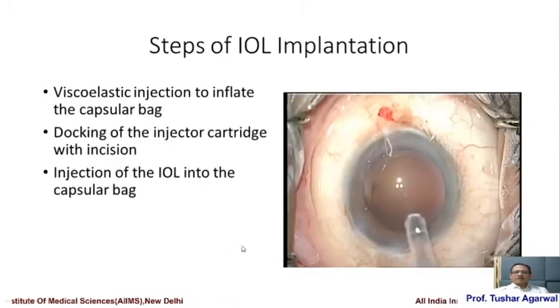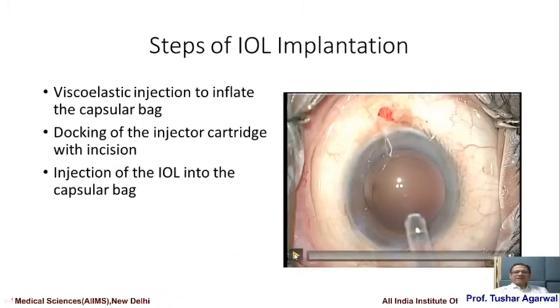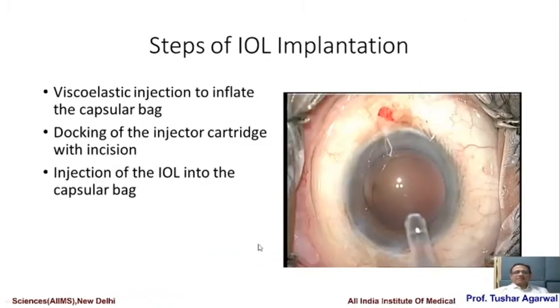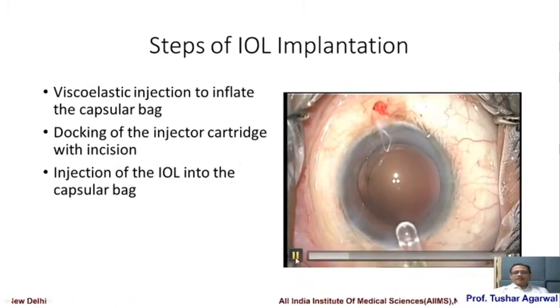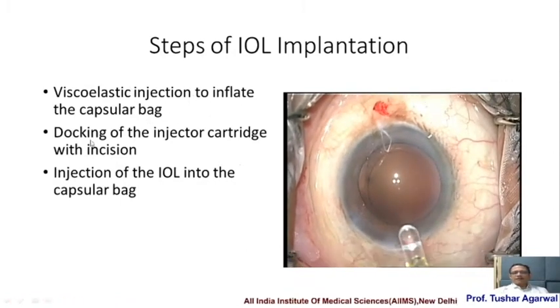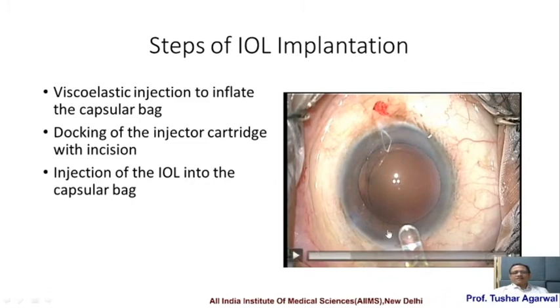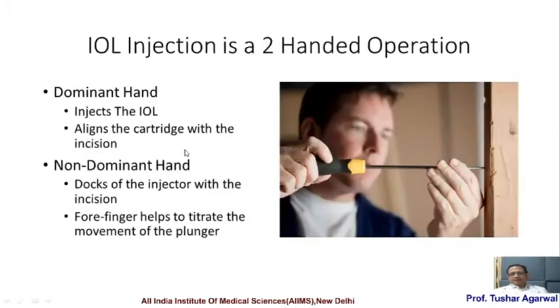Now coming to IOL implantation, there are very discrete steps in this. You have to inject viscoelastic into the capsular bag to inflate it. Then you dock the cartridge, and then you inject the IOL into the capsular bag. These are the three steps.